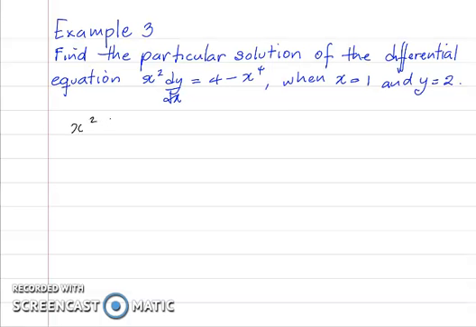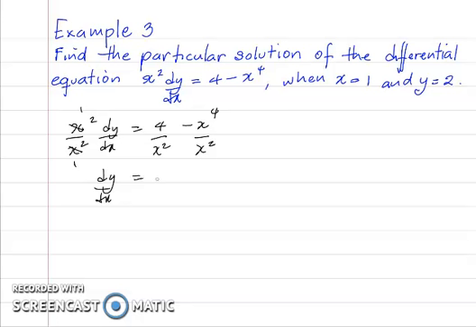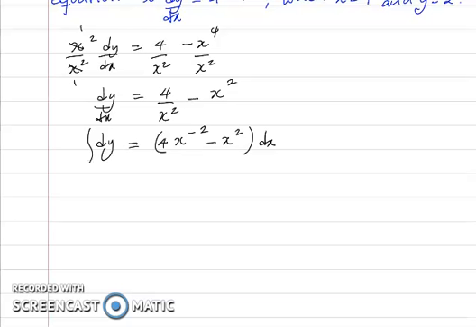I have x squared dy by dx is equal to 4 minus x to the 4th power. I'm going to divide the entire equation by x squared. So now I have dy by dx, these two cancel, is equal to 4 over x squared minus x squared. Next, I'm going to say dy is equal to 4 x to the minus 2 minus x squared dx.